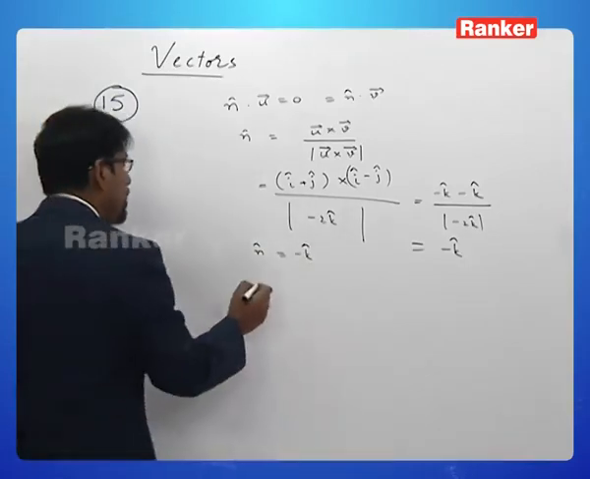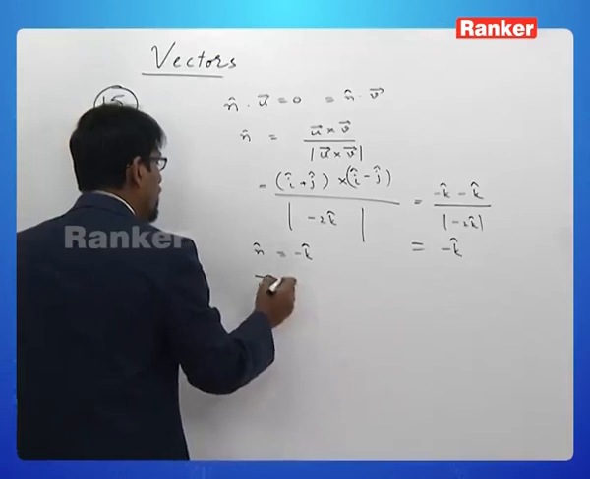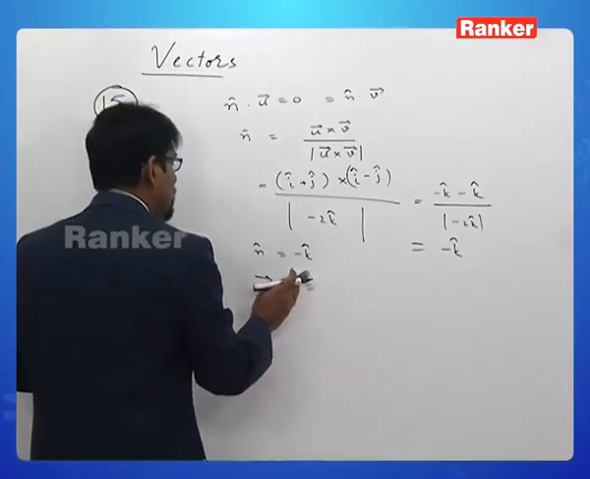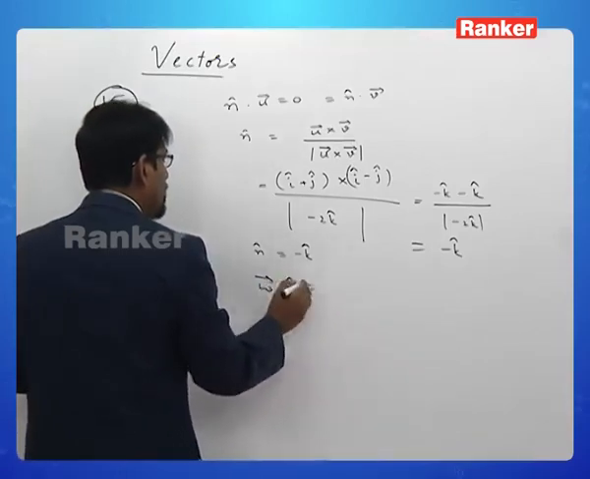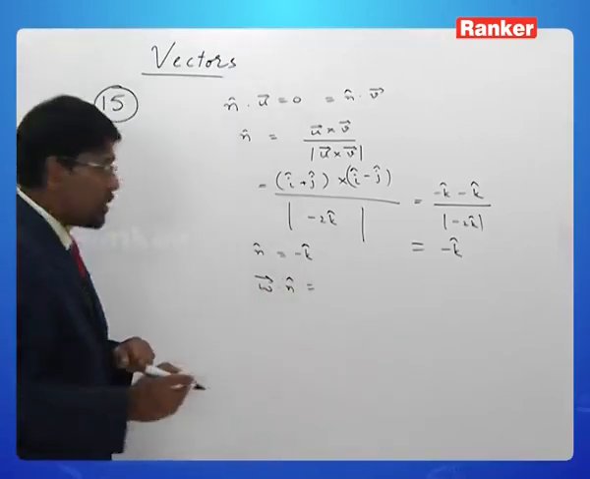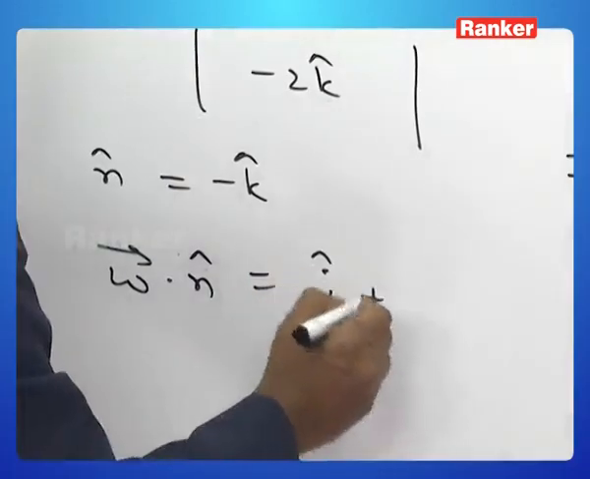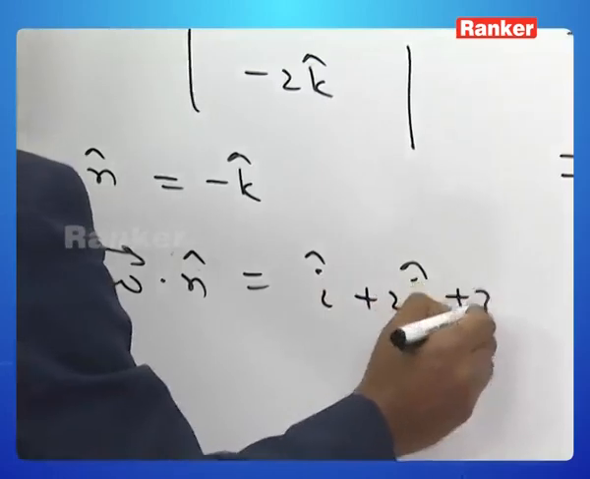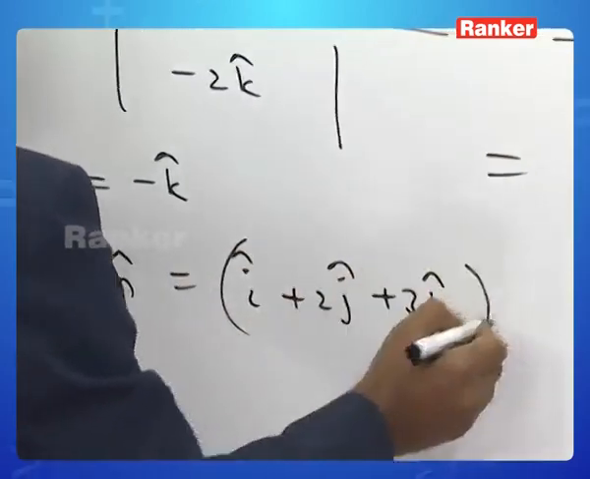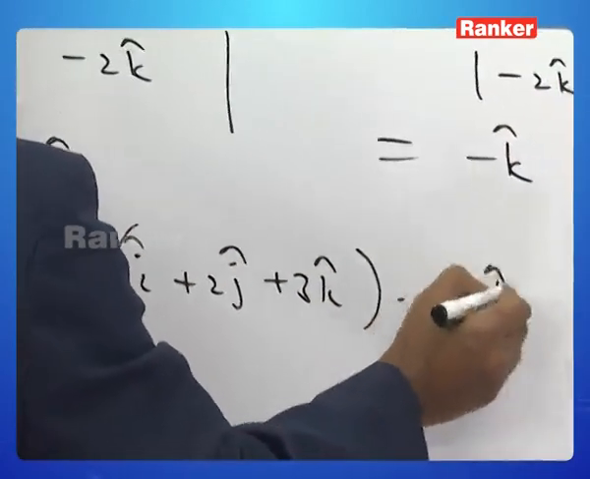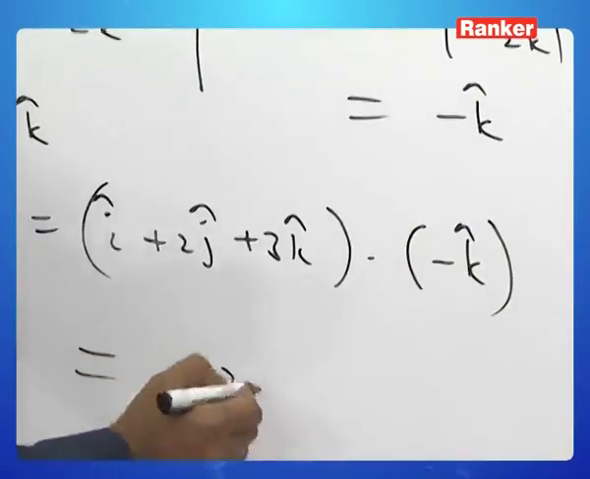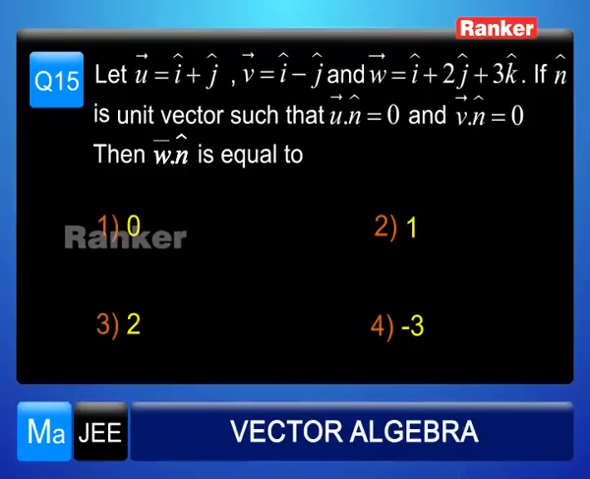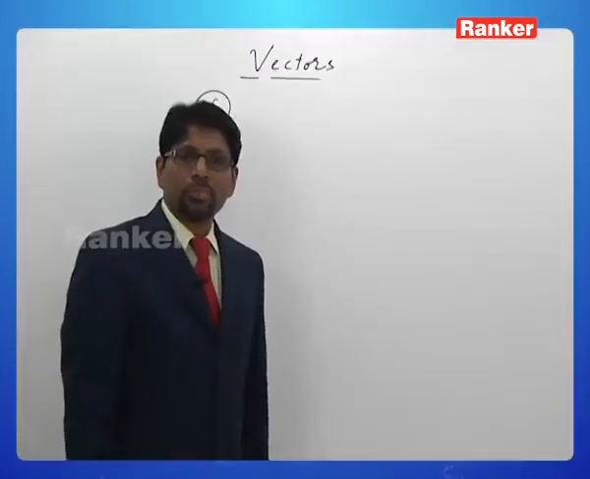And what are we interested in? W bar dot n cap. So that is equal to (i + 2j + 3k) dot product with −k cap, which is nothing but −3. So option 4 is the right answer. Let's move on to the next question.